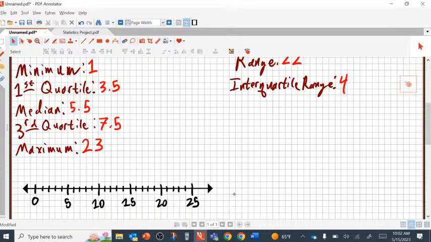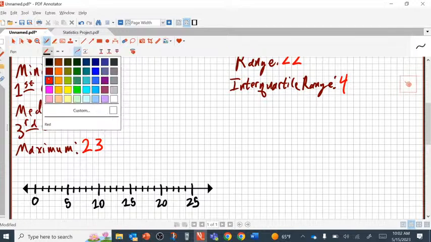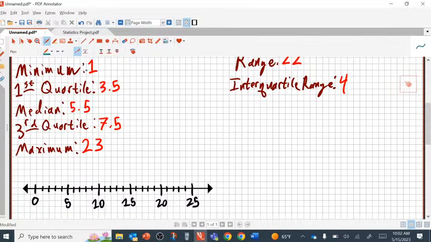Okay. So we're going to put a point on each of these 5 number summaries. We're going to put a point on 1 for the minimum, 3.5 for the first quartile, 5.5 for the median, 7.5 for the third quartile, and then a point on 23.